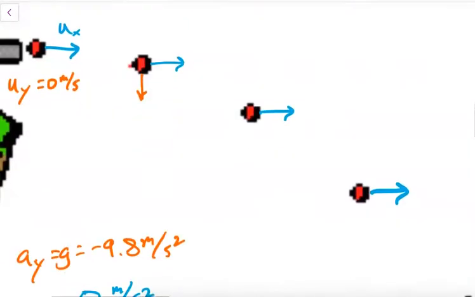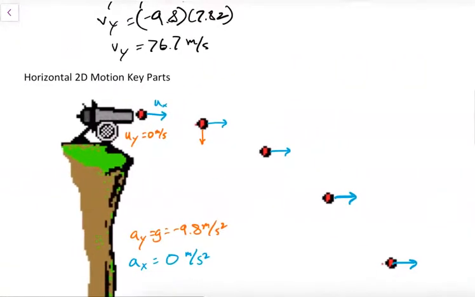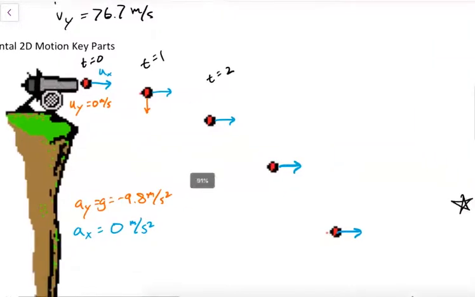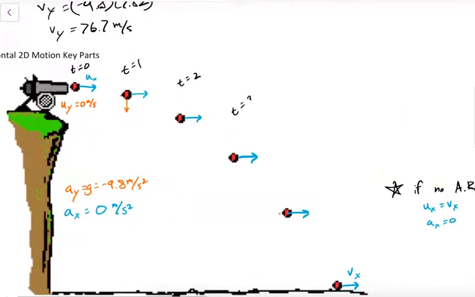And how much does it increase? Well, actually, let's give times. This is t equals 0. Let's say this is t equals 1. This is 2 seconds later, it's right there. 3 seconds later, it's right there. 4 seconds later, it's right there. And then 5 seconds later, it hits the ground.